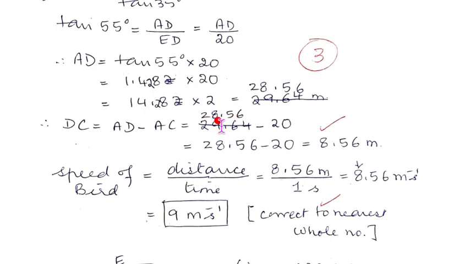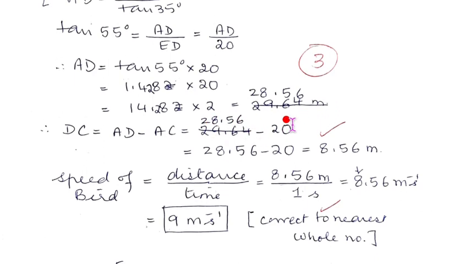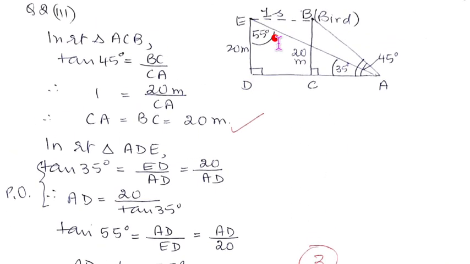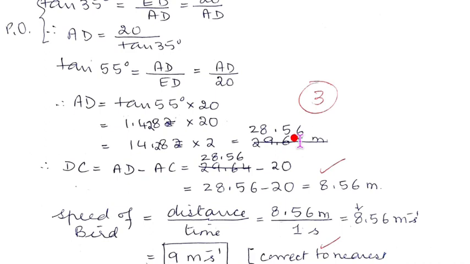That is our AD. Now we are to find DC. Where is our DC? Here, your DC will be equal to EB. So if we find DC, it will be AD minus AC. So AD minus AC, AD we already have found out here, 28.56 minus 20, that will give us 8.56 meter.